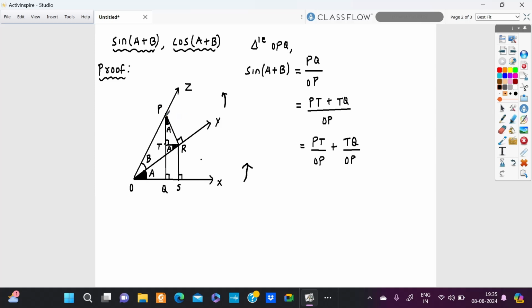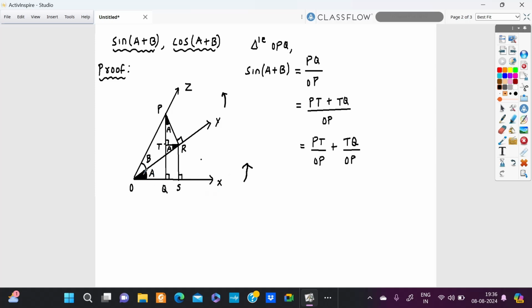Now, from P on OZ, I will draw a perpendicular to OY and one more perpendicular to OX. So I'm drawing two lines, one perpendicular to OY and one to OX, and naming them PR and PQ. Now I consider the line OY. From the line OY, I draw a line perpendicular to PQ and OX. The line perpendicular to PQ is named RT and the line perpendicular to OX is named RS.